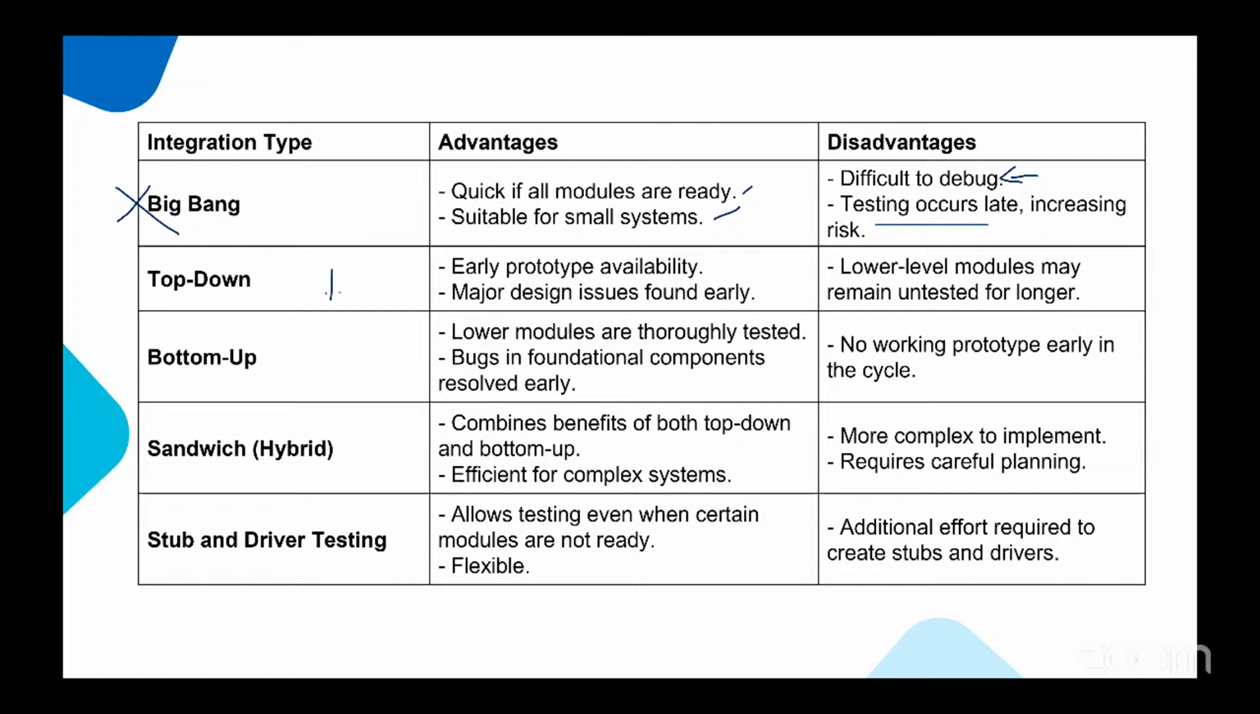When you come from top down, we have a prototype and major design issues are found early, but lower modules may remain untested for longer because you start at the later part. Bottom up, lower modules are tested thoroughly and bugs in the foundation are found early.